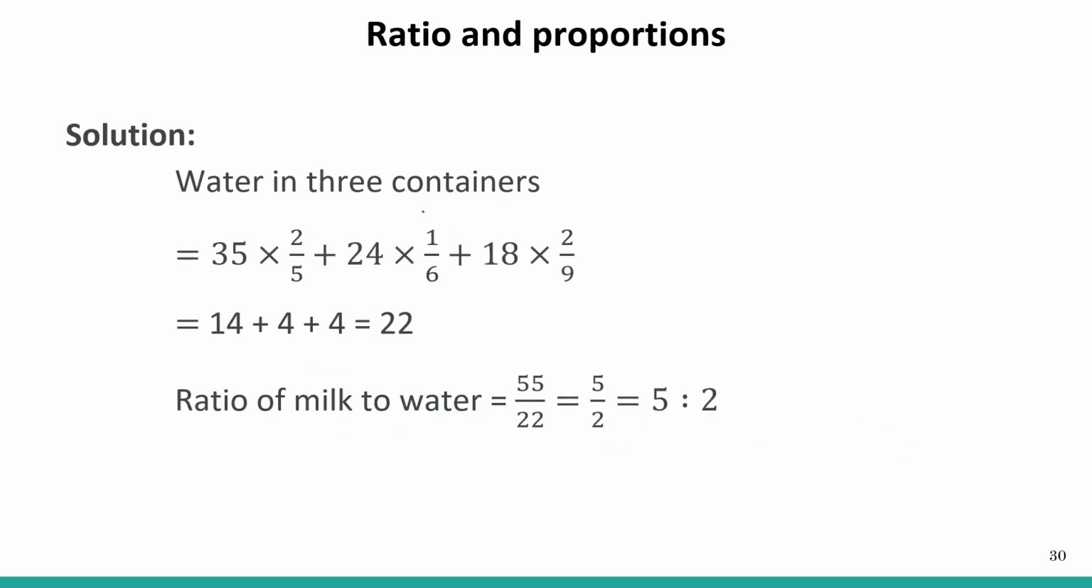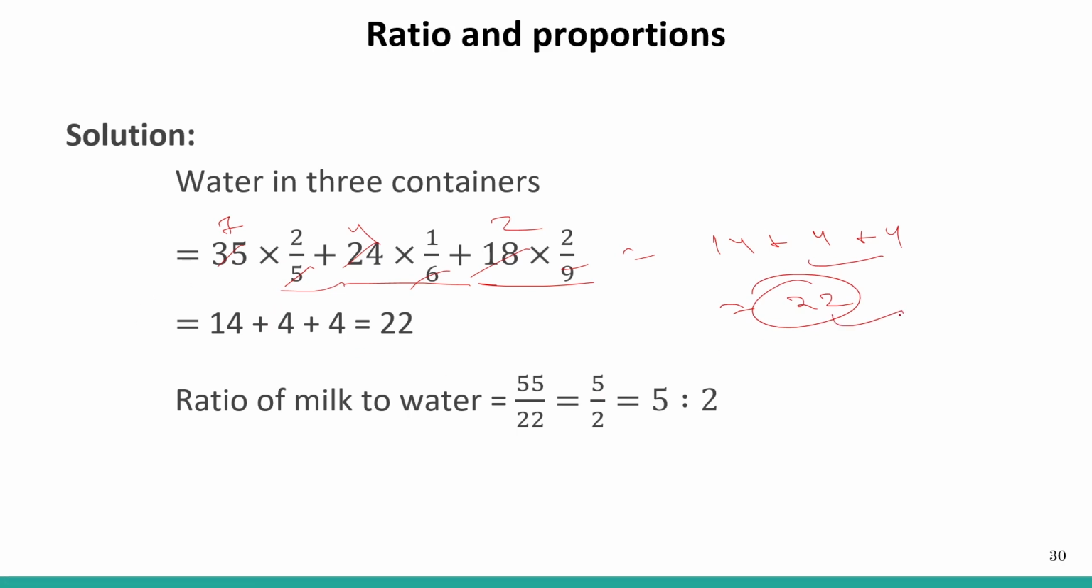So water in 3 containers is equal to what? 35 into 2 by 5, 24 into 1 by 6, 18 into 2 by 9. So 7 comes here, 4 comes here and 2 comes here. 7 into 2 is equal to 14 plus 4 into 1 is equal to 4 plus 2 into 2 is equal to 4. So this is 8 plus 14 is equal to 22. So 22 is the answer. That is the water in 3 containers.